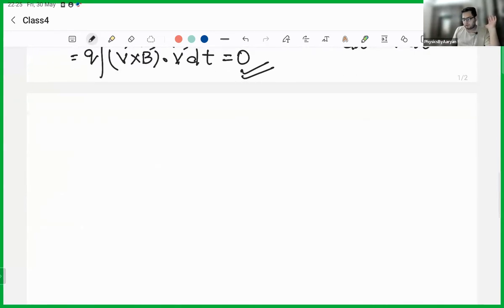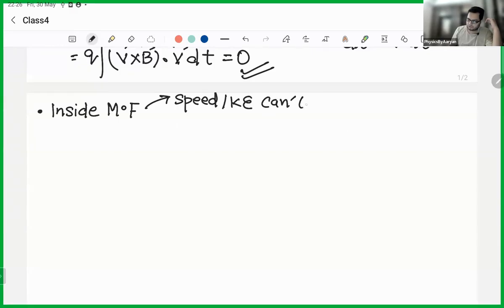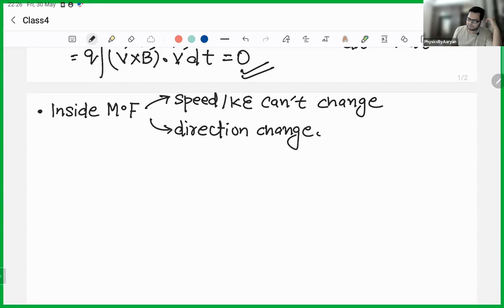Okay, perfectly fine. Now, moving forward with one statement: inside a magnetic field, speed or kinetic energy cannot change. Direction can change. It means in physics, whenever you use magnetism or magnets, the main purpose will be to change directions. The main purpose will not be to give energy to the system, because you cannot change kinetic energy or speed. All you can do is change the directions.